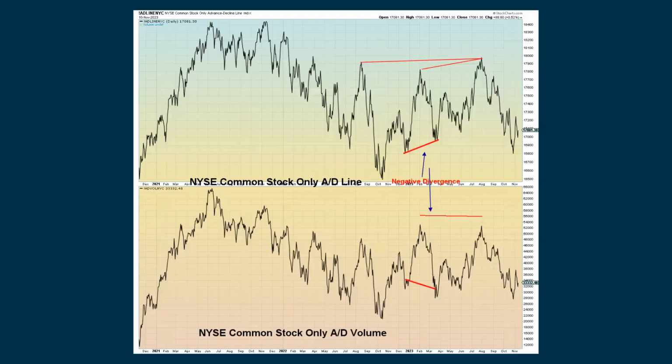Then we keep an eye on a lot of different advance decline lines. This one is an NYSE common stock advance decline line. There are a lot of things that are measured in the NYSE index. This just looks at the common stock, which is what most investors end up using. Like if you buy Microsoft or Google or Apple, you're buying common stock at that point.